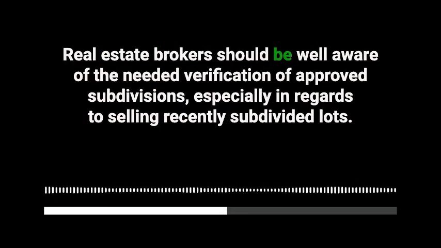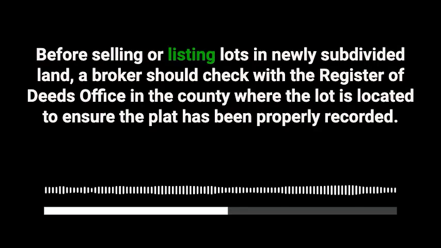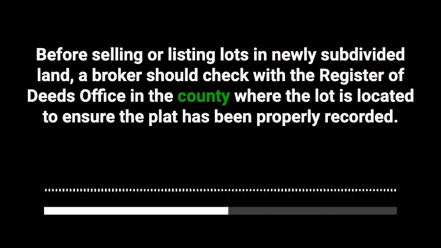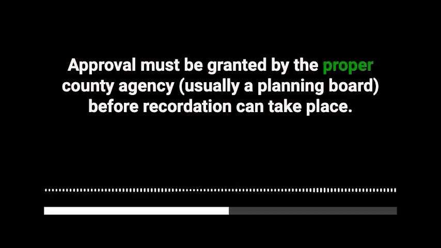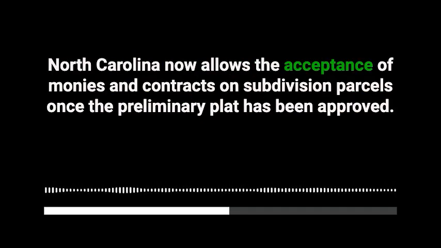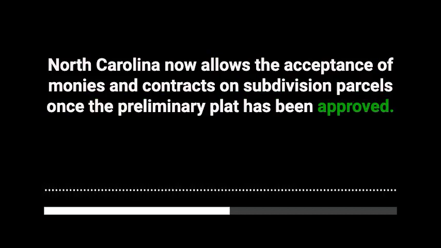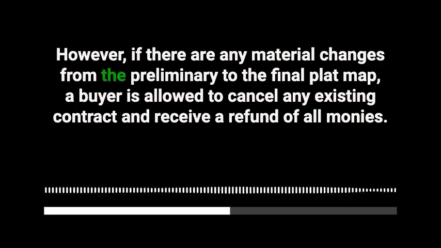Real estate brokers should be well aware of the needed verification of approved subdivisions, especially in regards to selling recently subdivided lots. Before selling or listing lots in newly subdivided land, a broker should check with the Register of Deeds office in the county where the lot is located to ensure the plat has been properly recorded. Approval must be granted by the proper county agency before recordation can take place. North Carolina now allows the acceptance of monies and contracts on subdivision parcels once the preliminary plat has been approved. However, if there are any material changes from the preliminary to the final plat map, a buyer is allowed to cancel any existing contract and receive a refund of all monies.